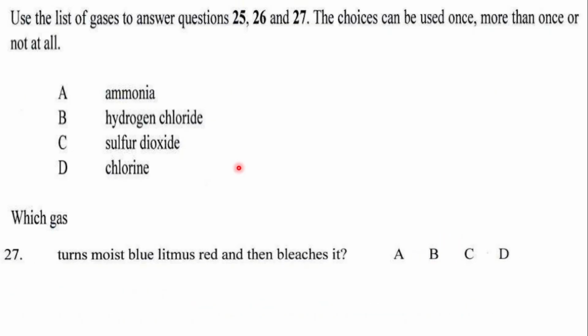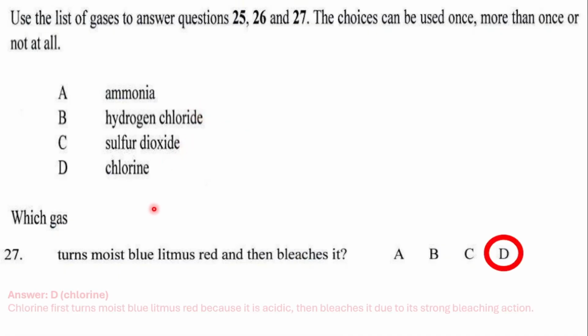And lastly, for question number 27, remember question number 25, 26, and 27 are based on these substances here. So it says which gas turns moist blue litmus red and then bleaches it? Is it A, B, C, or D? And the correct answer is definitely going to be D, chlorine, because chlorine first turns moist blue litmus paper red because it's acidic, right? But then bleaches it due to its strong bleaching action. So the correct answer is definitely going to be D.